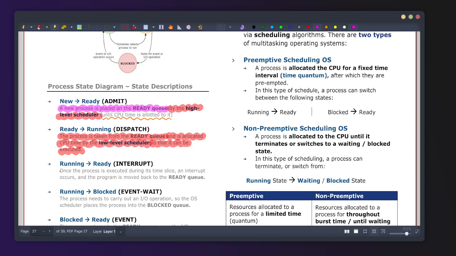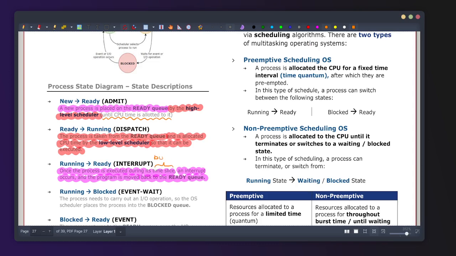Let's see what that means. Once a process is executed during its time slice, an interrupt occurs and the program is moved back to the ready queue. So the idea is sometimes processes don't execute and finish off. They might need further time. So remember I told you each process has something called a burst time, that is how much time that process is allocated on the CPU. That is called the time slice here, right?